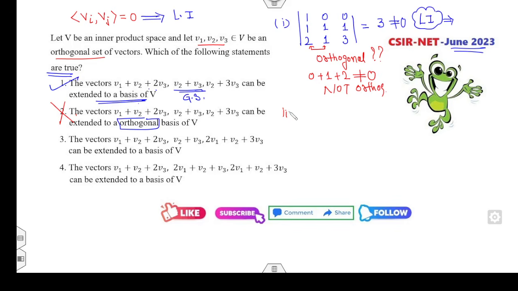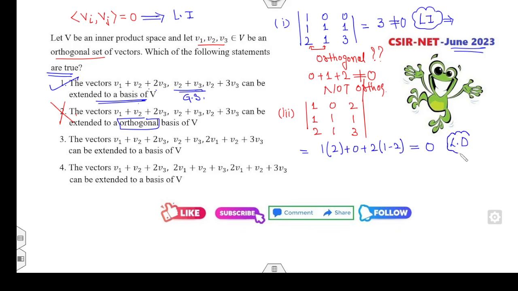Look at the third one. Again you can write as a matrix 1 1 2 0 1 1 2 1 3. So now it will be 3 - 1 2 0 1 - 2 1 - 2. Clearly say it's a minus of 2, it's a plus of 2, 0. That means they are linearly dependent. Once they are linearly dependent, it can never be a basis. Third option is also cancelled.